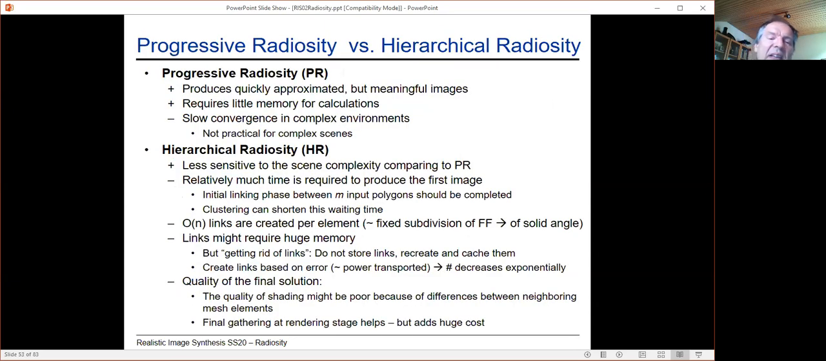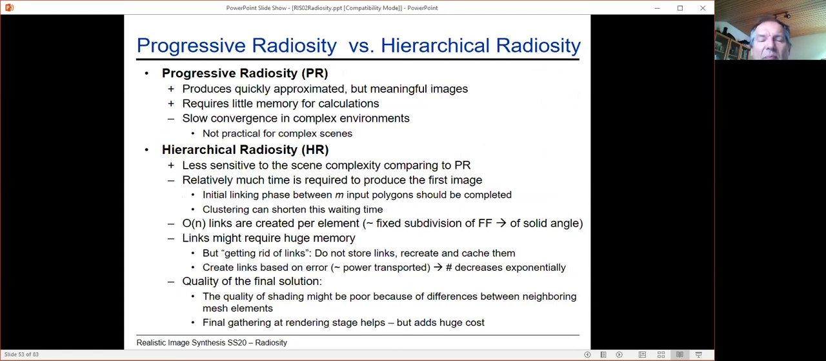Okay, so again, kind of a milestone in this lecture. Yes, we introduced progressive radiosity and now introduced hierarchical radiosity. So progressive radiosity was this shooting iteration, yes, which produces a quickly approximated image. We introduced this procedure for ambient computation. You can get meaningful images even further.